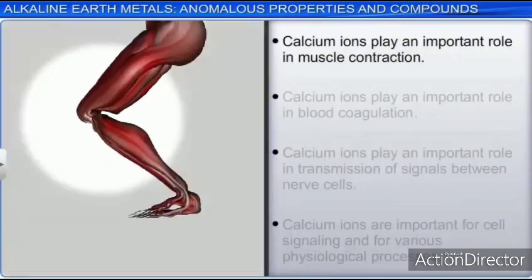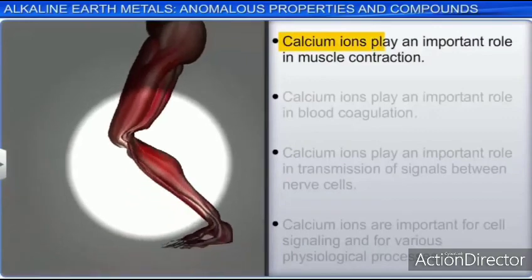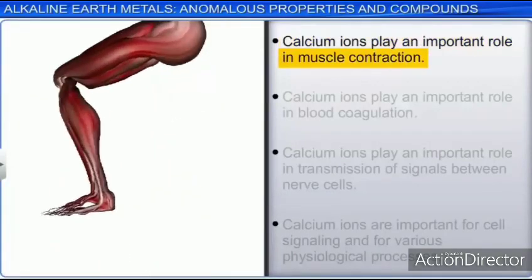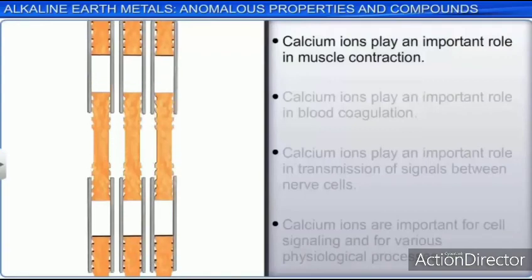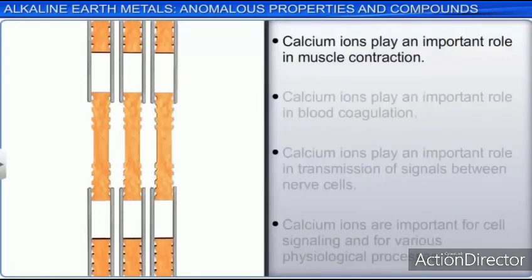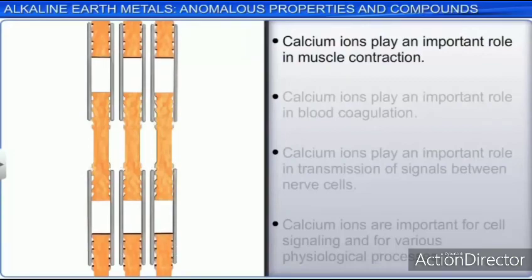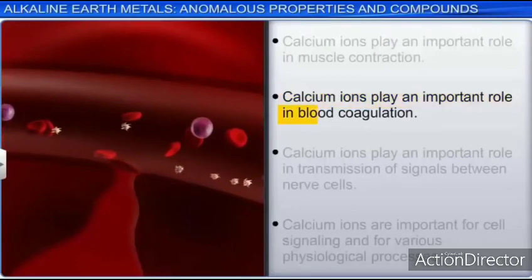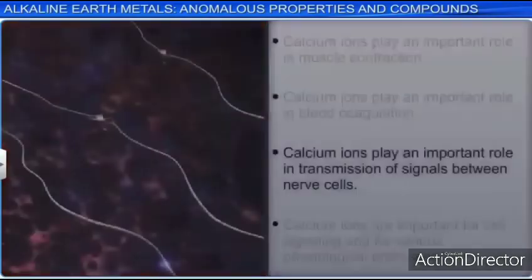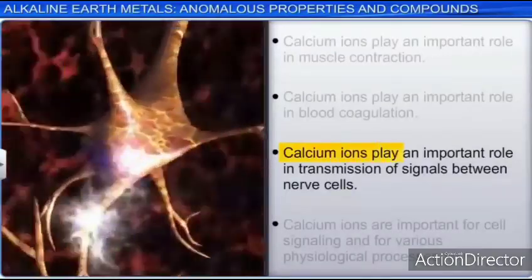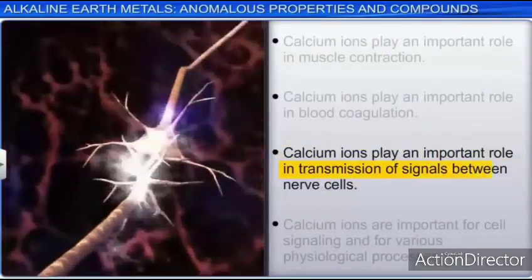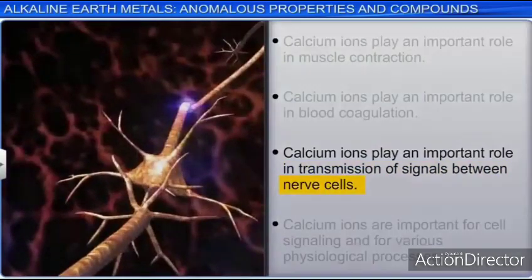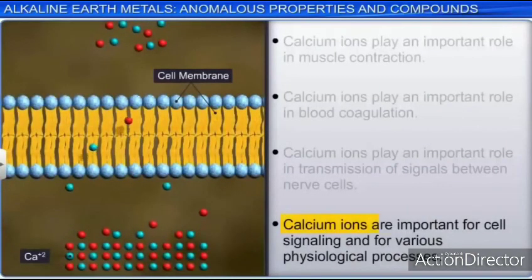Calcium ions play an essential role in muscle contraction. A diagram of the sliding filament theory of muscle contraction is shown here. Calcium ions also play an important role in blood coagulation. Calcium ions are essential for the transmission of signals between nerve cells. Calcium ions are important for cell signaling and for various physiological processes.